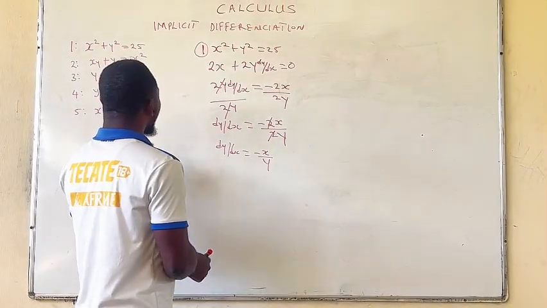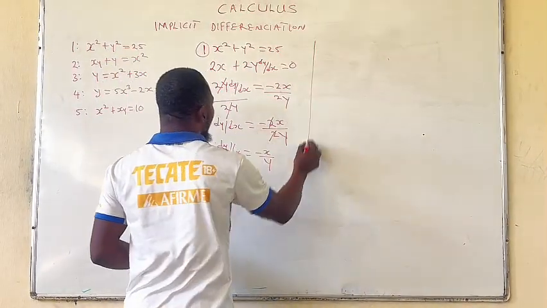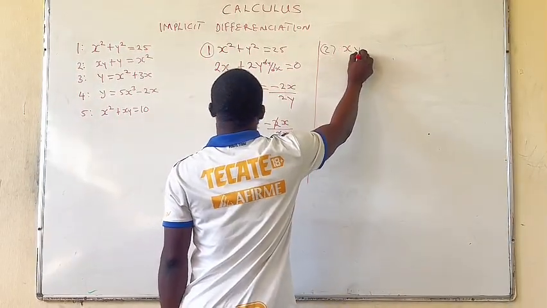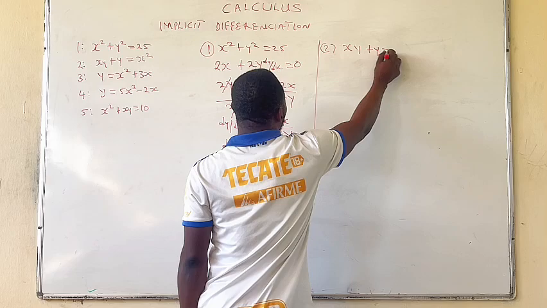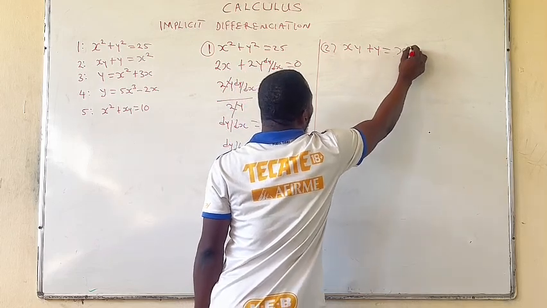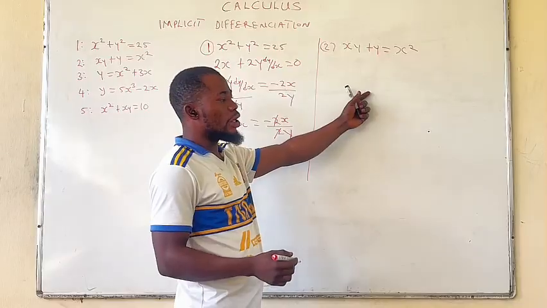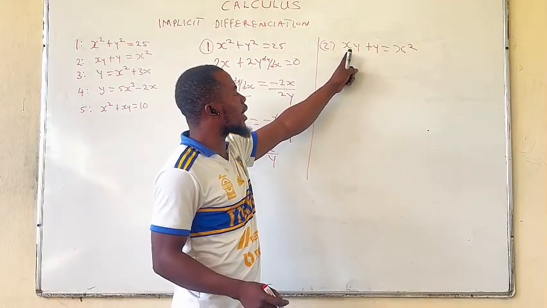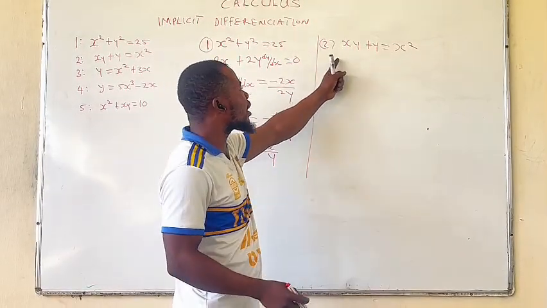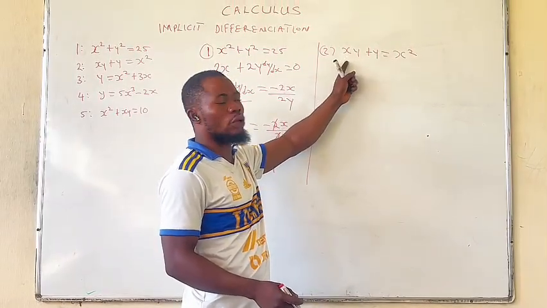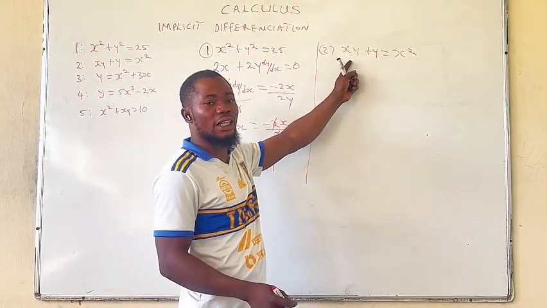The second question is: xy plus y equals x squared. Now, we said we will differentiate each term. For us to differentiate xy, we should know that x is multiplying y. So definitely we have to use the product rule to differentiate xy.